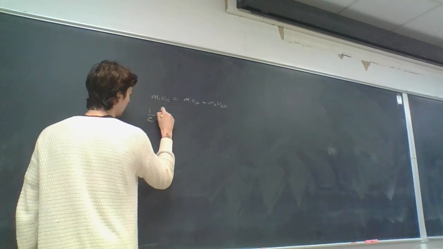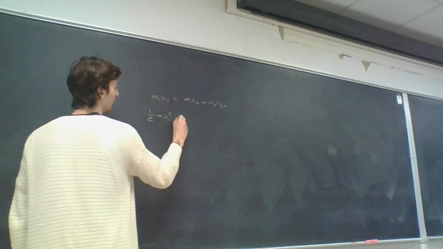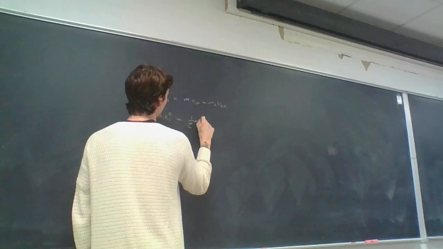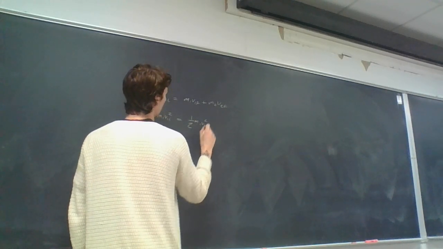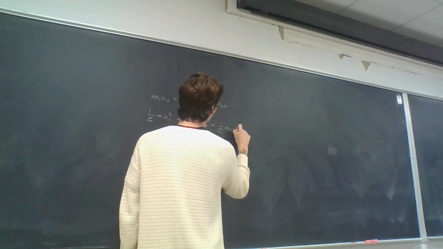And then we can write 1/2 M1 V1 initial squared equals 1/2 M1 V1 final squared plus 1/2 M2 V2 final squared.